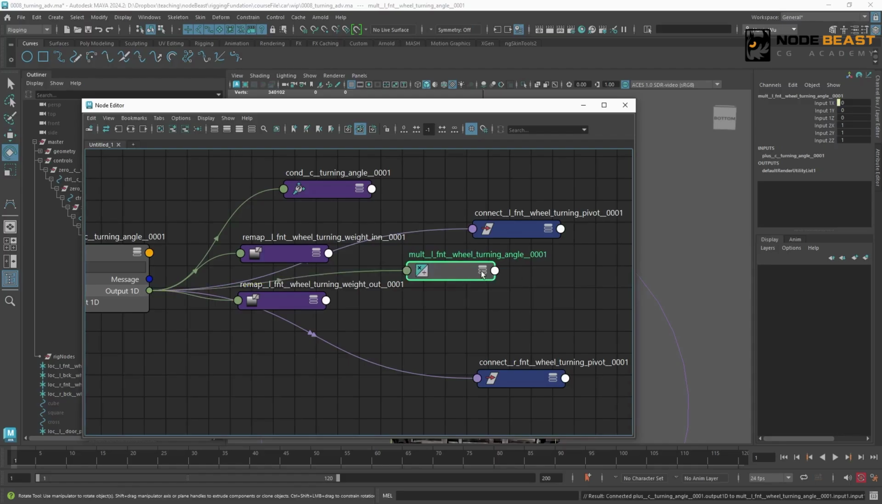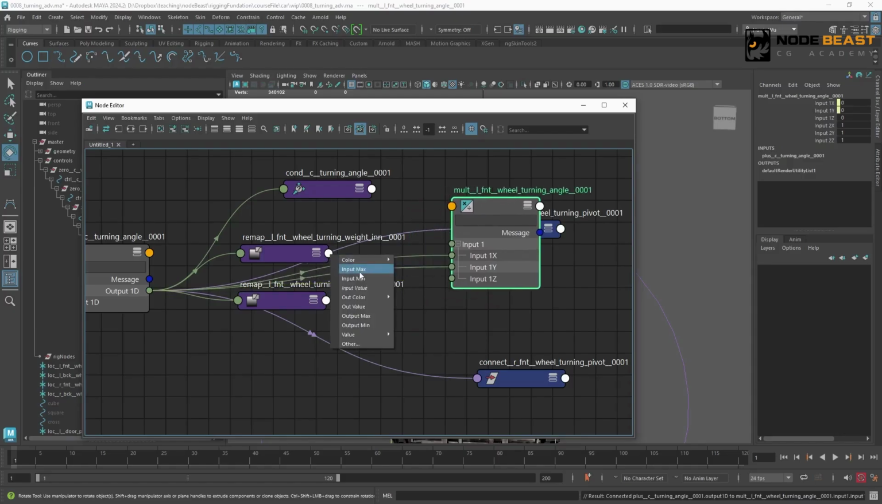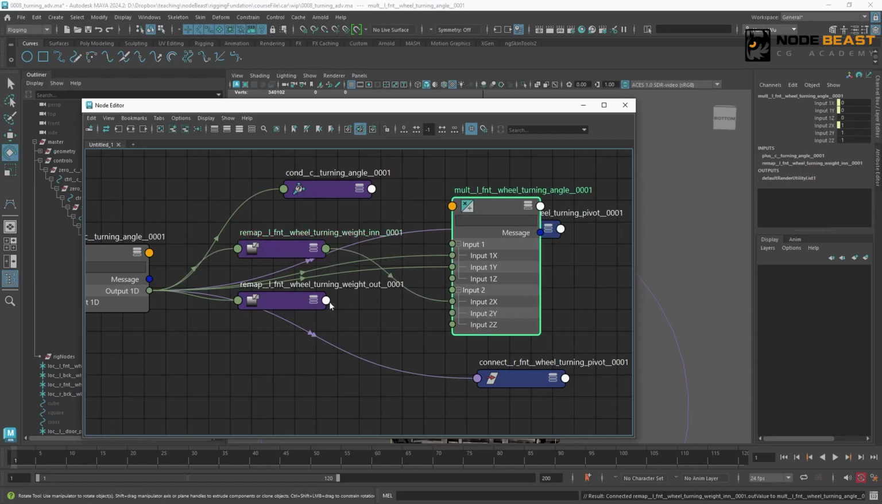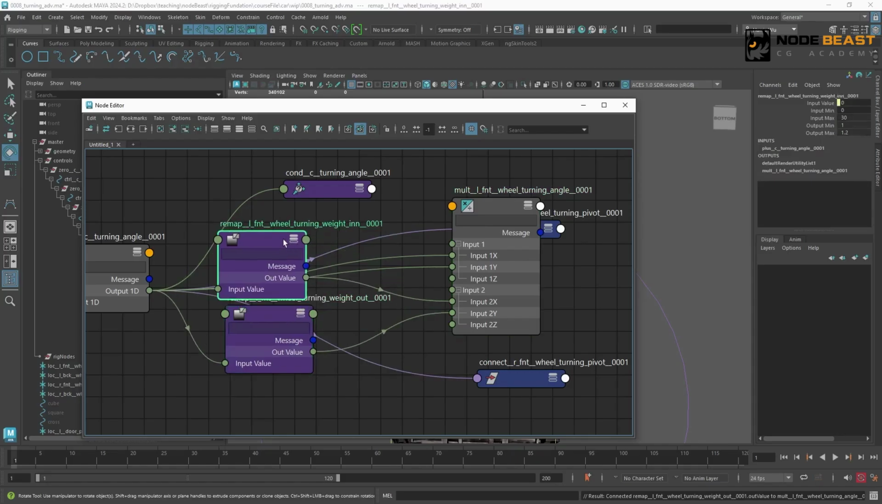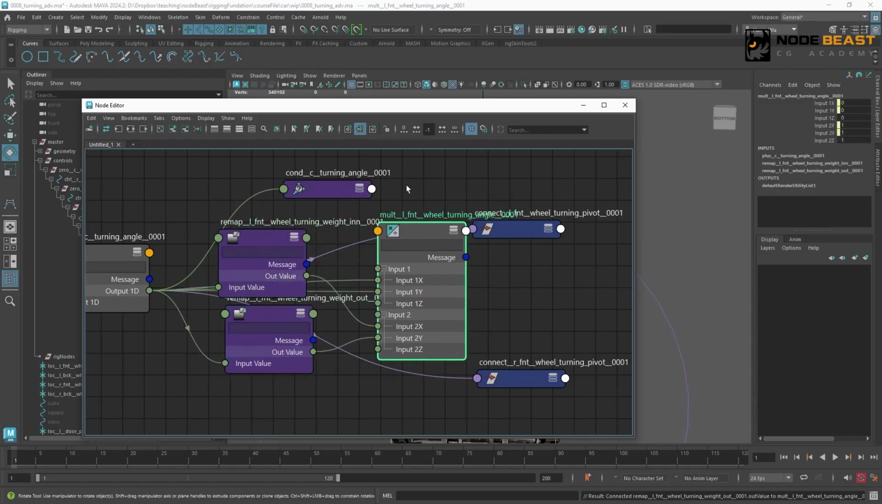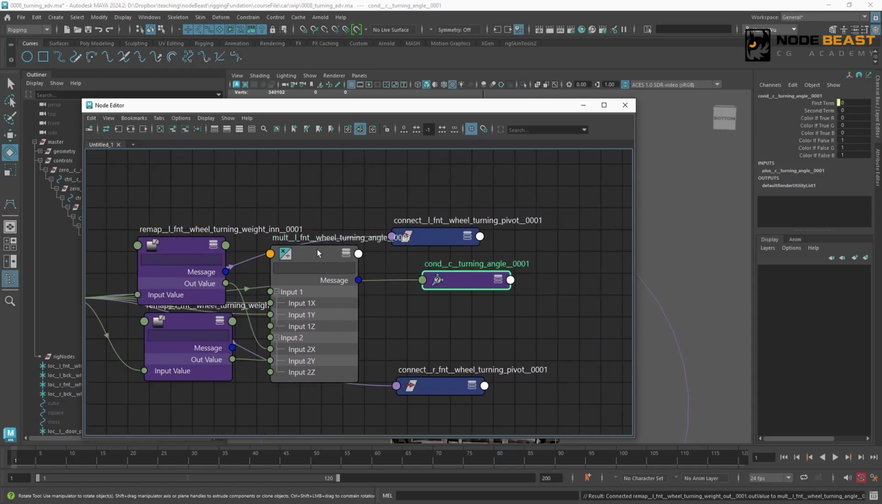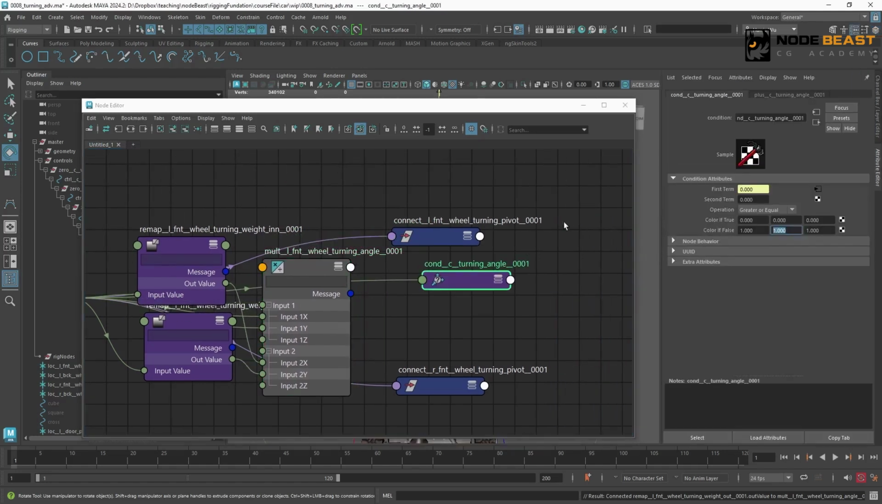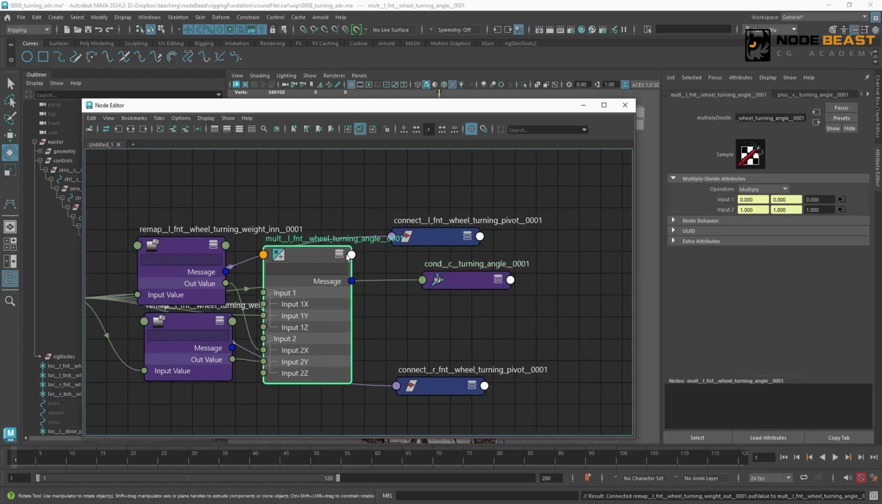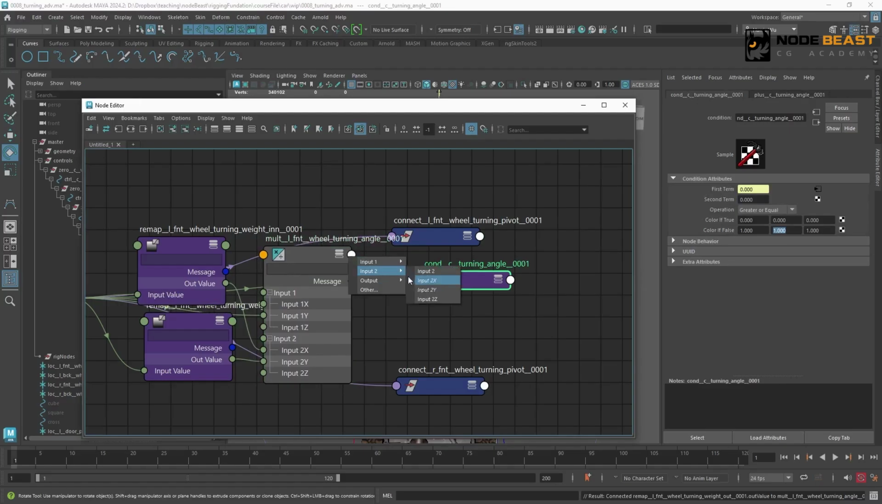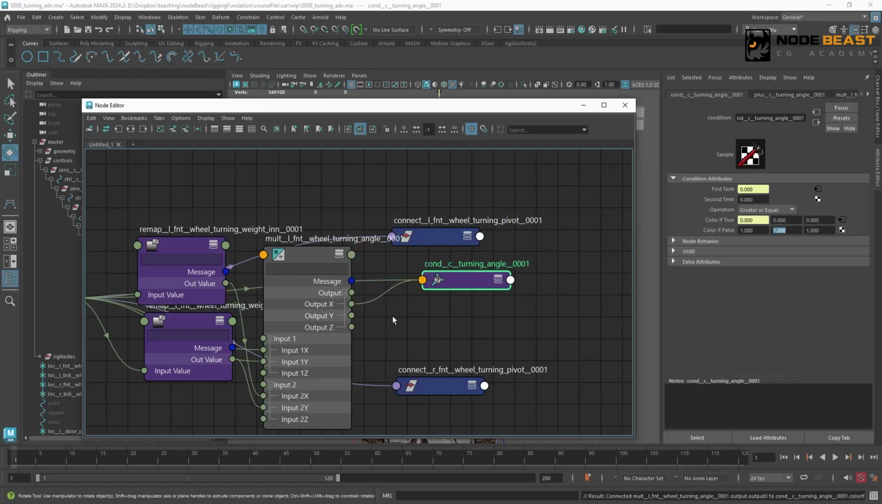Then connect the car body's rotation angle to input 1x and input 1y, because we need 2 attribute slots. Then connect the remap value node's out value to input 2x and input 2y. This way, next, we connect the multiplication result to the condition node. We know when the body rotation is greater than 0, it's turning left. That means the left wheel is the inner wheel. So here we connect output x to color if true R, and output y to color if false R.